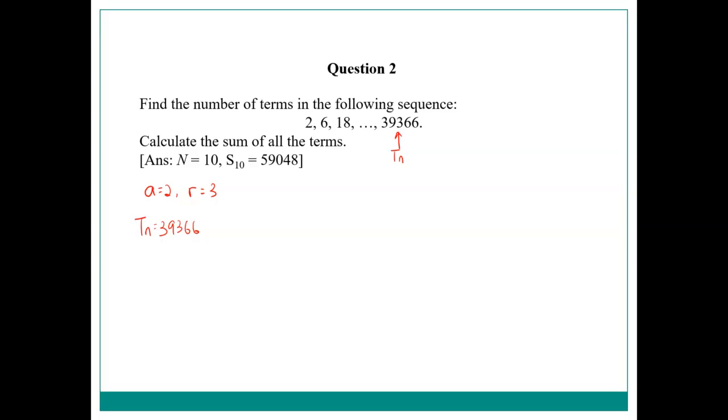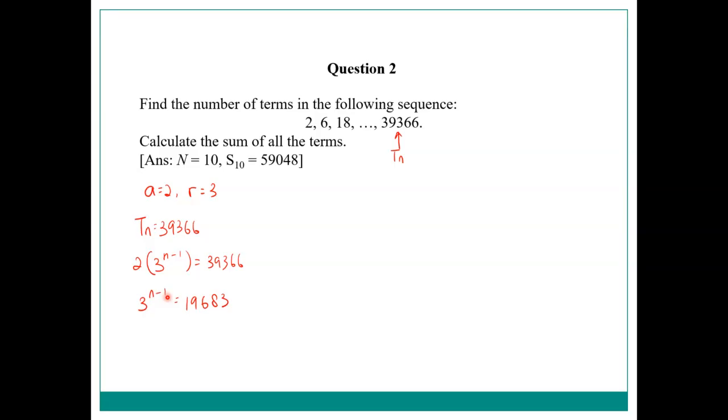So we have A R^(n-1) equal to 39366. We move 2 to the other side, then we divide by 2. So we have 39366 divided by 2, we got 3^(n-1) equals 19683. Okay, now the problem is how to get n.